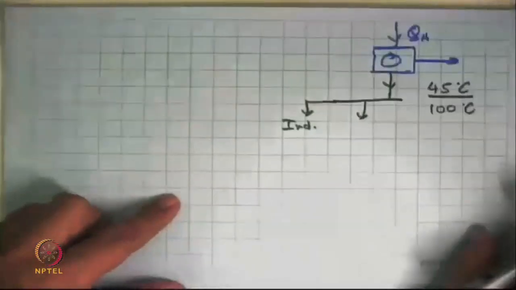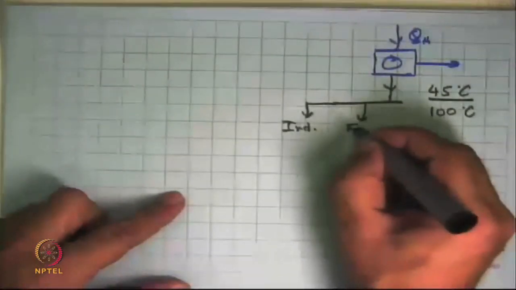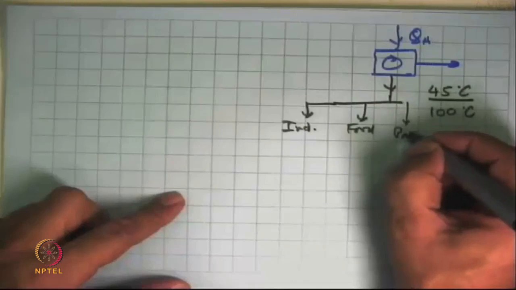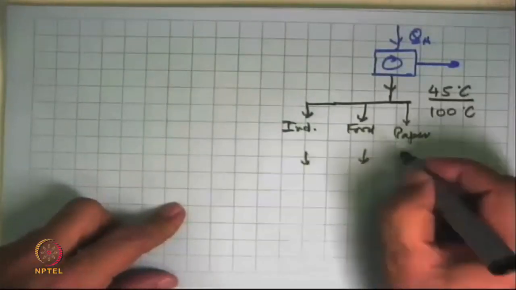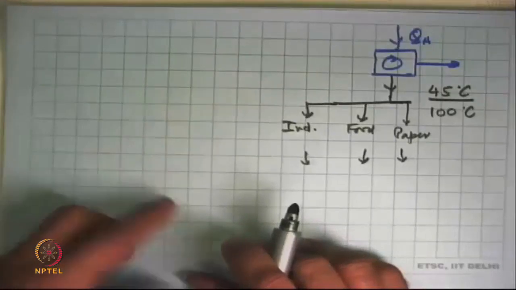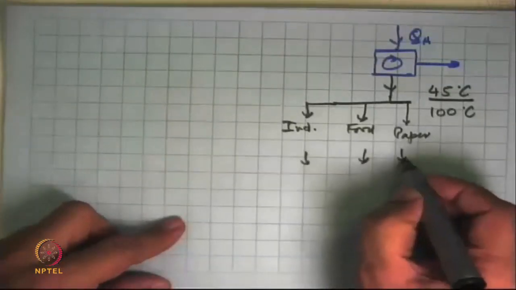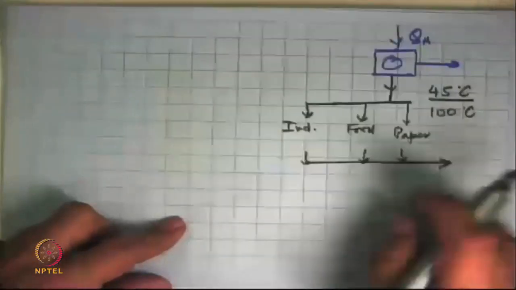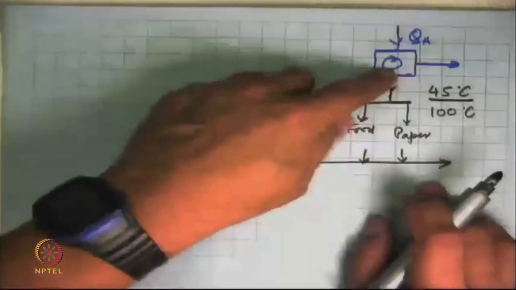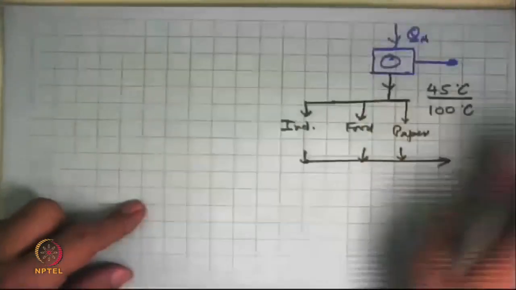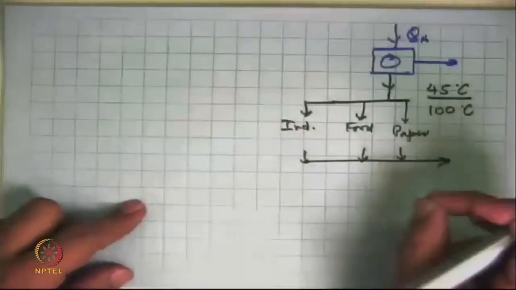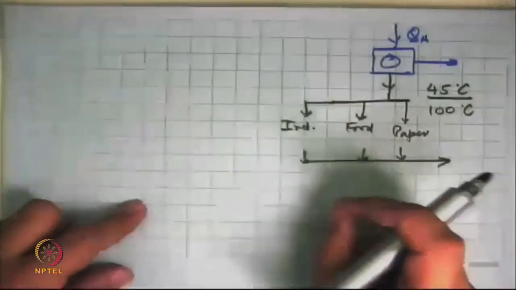Or you can use it in some other process like say food processing or paper making, where you need heat. So if you do that and then collect whatever the outlet was there, whatever temperature it was, you can then collect it and send it back, heat it up and again put it into your cycle. Now what has happened is you are looking at a system which is not purely a thermodynamic cycle.